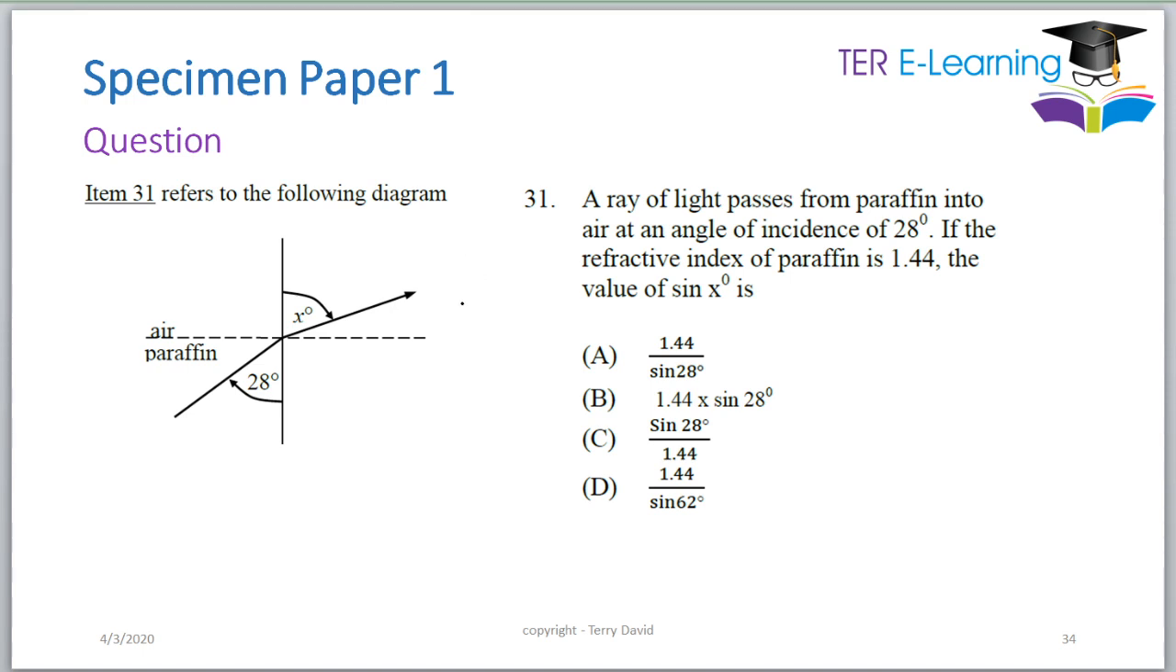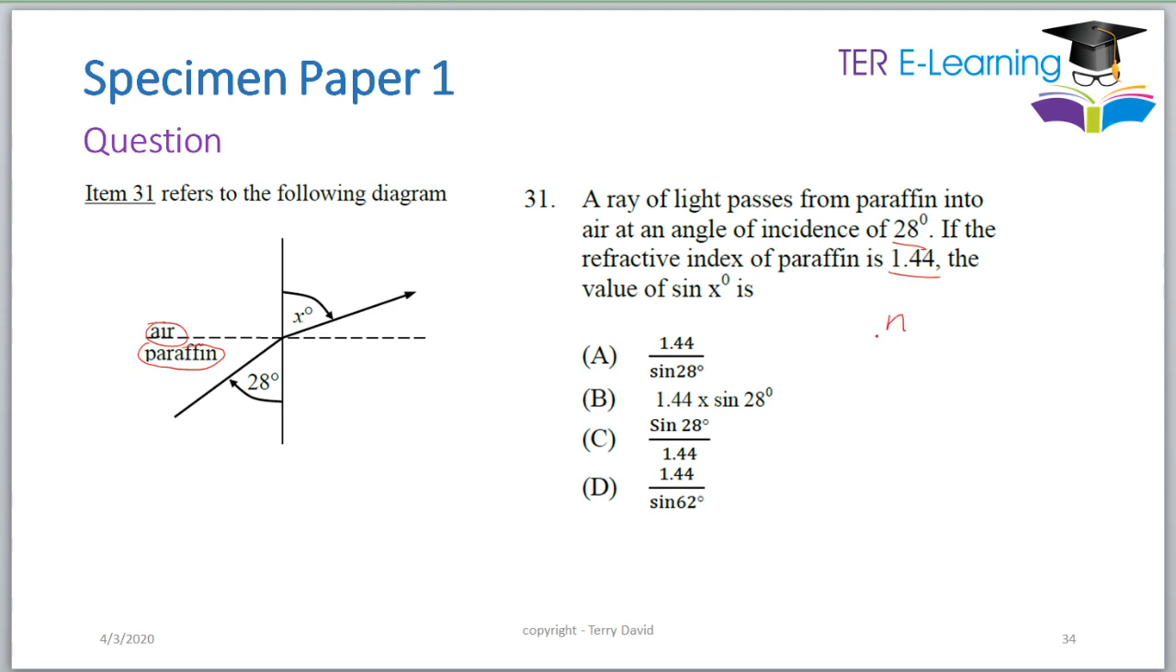Okay, so this is question 31. In this question, we have a ray of light that passes from paraffin into air. So this is paraffin here, and this is air, and they gave us the angle of incidence as being 28 degrees. And if the refractive index of paraffin is 1.44, what is the value of sin x? Now, they're telling us that the refractive index of paraffin is 1.44.